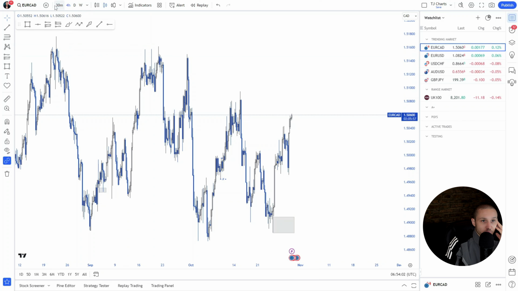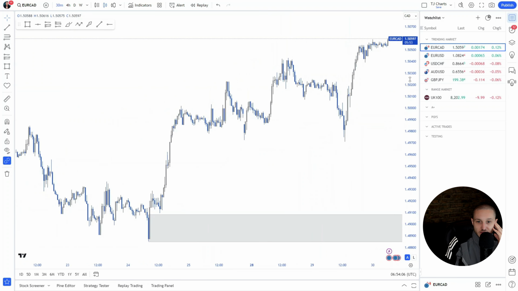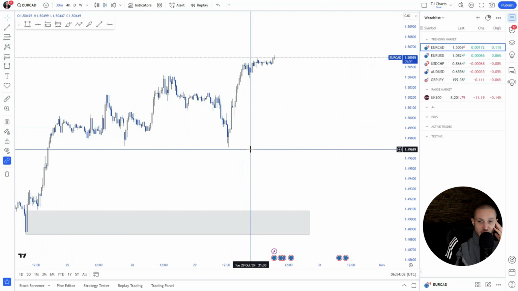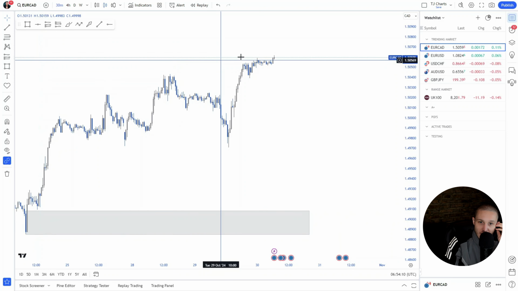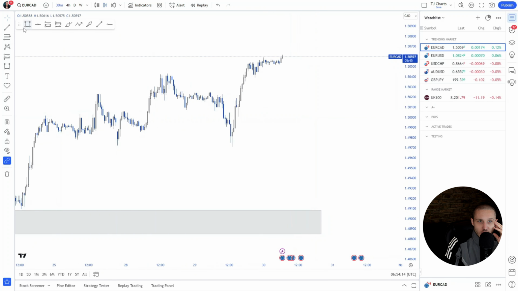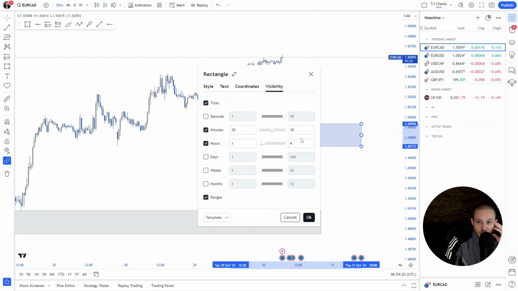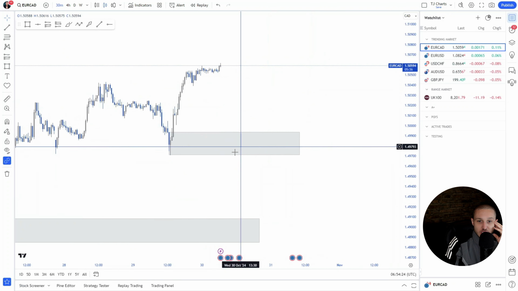Euro CAD. So we are definitely bullish on this, and we've started to push out and we're making new higher highs. We do have a POI here, but we haven't got the liquidity build up yet for this POI.